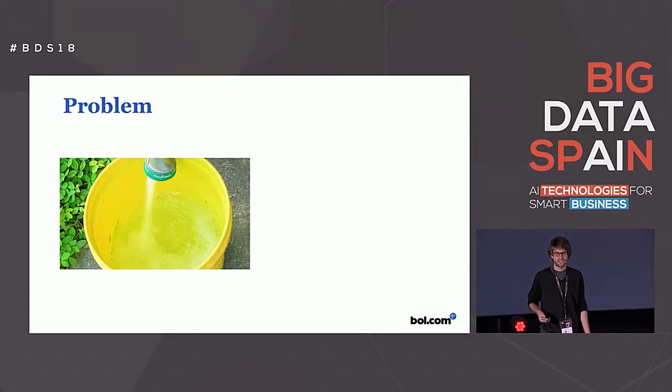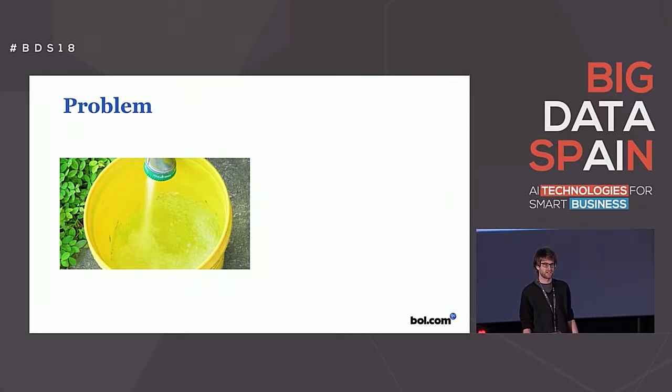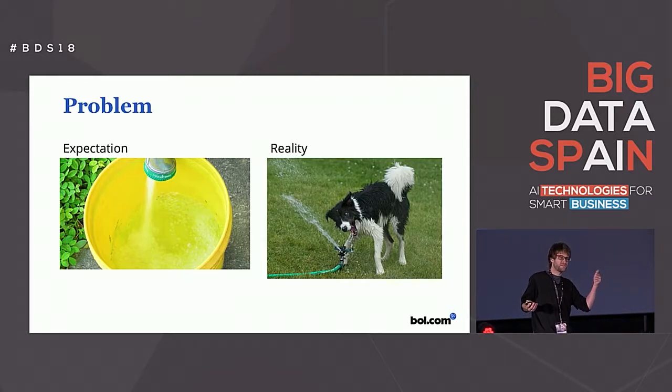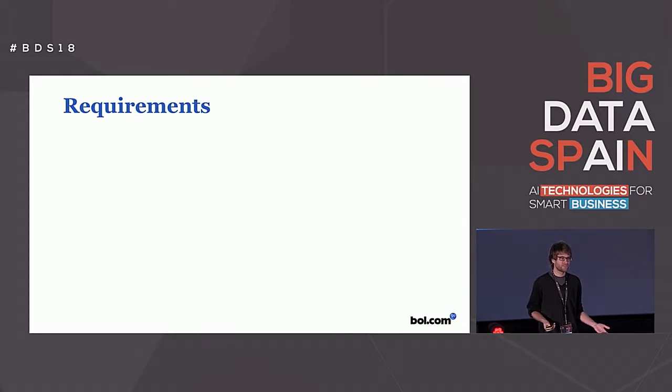But where does it get to in our problem? So in our case, we have a stream of data in Kafka. We have that water hose. We have that stream. And we want to fill up buckets, basically. We want to create some batch files so that people can use it in batch processing as well. So in expectation, it should be easy. In reality, we can go crazy with that water hose like that dog. And we actually went a little bit crazy with this. So, but why? Why is it difficult? It's just dumping data, right? So it's difficult because we have some requirements.